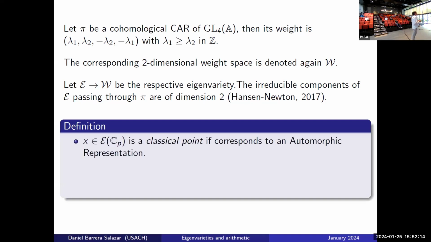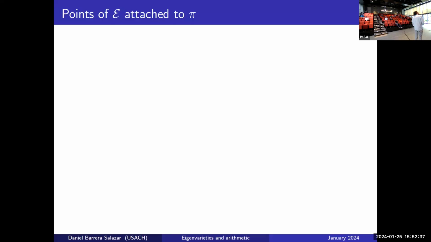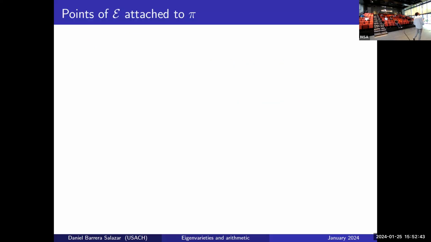Okay. A classical point is a point that corresponds to an automorphic representation. So we care about classical points. We look at all the classical points in the eigenvariety and take the Zariski closure, and that gives you a subvariety. The irreducible components of this subvariety are what we call the classical families. I will do a picture in a few moments.